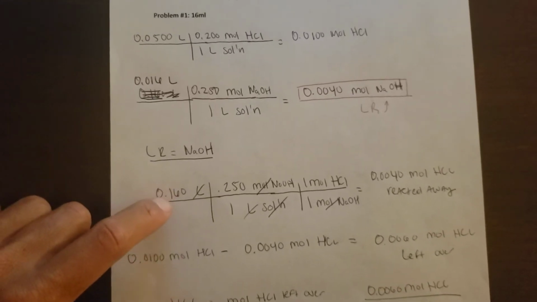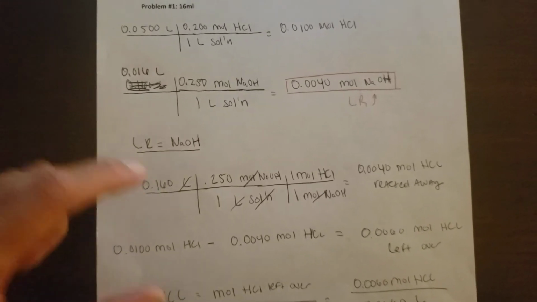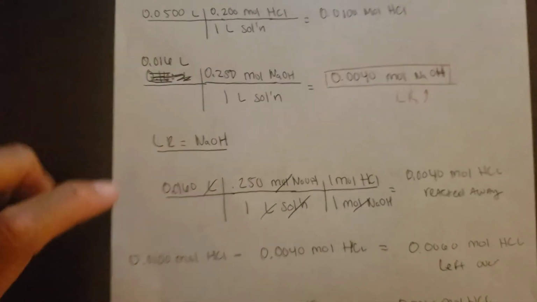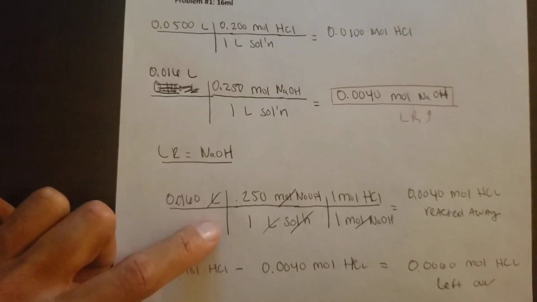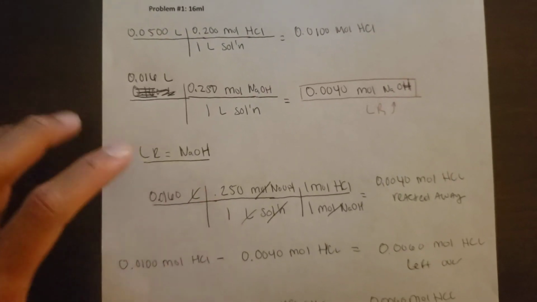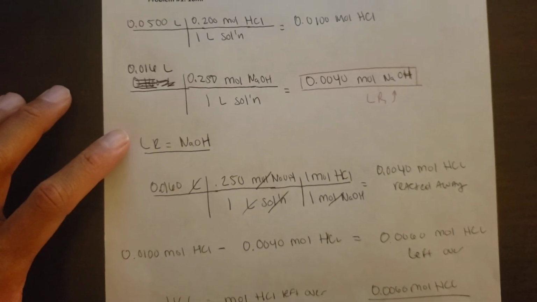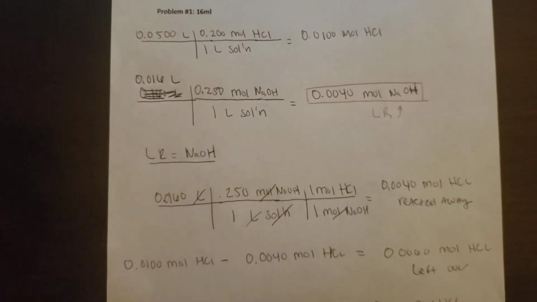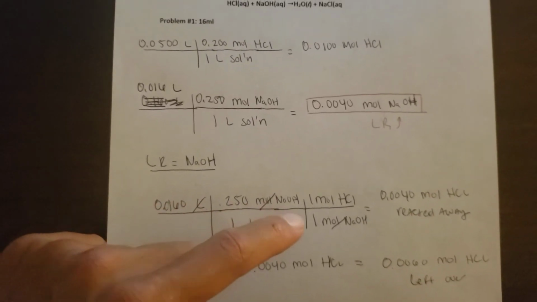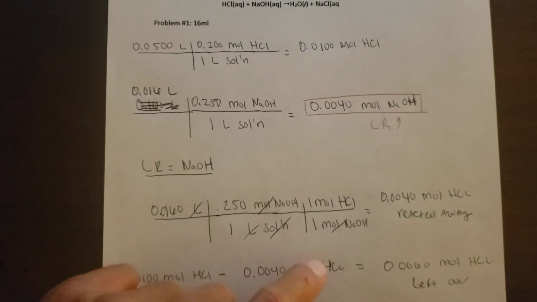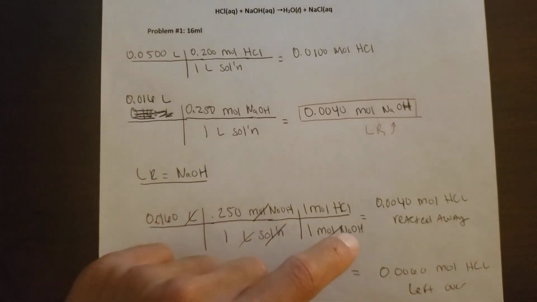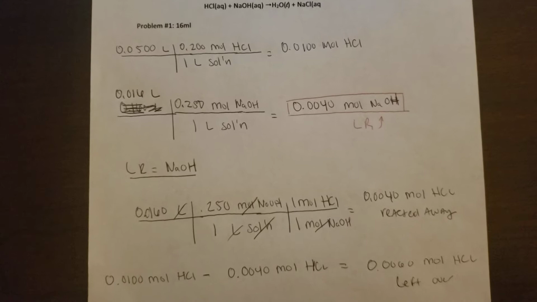This should be 0.016. I'm sorry, I have to correct that. One moment. Okay. 0.016 liters times 0.250 moles of sodium hydroxide, divided by 1 liter, times 1 mole of hydrochloric acid, and the moles here cancel out for the sodium hydroxide. You're going to end up with 0.0040 moles of hydrochloric acid that are reacted away.